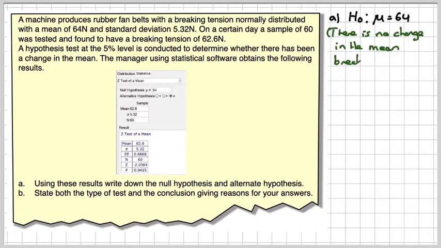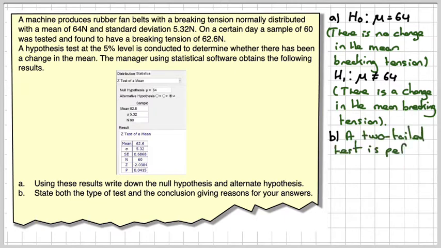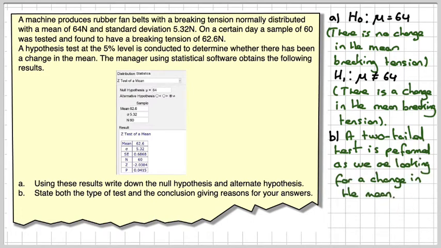H0: mu is equal to 64. Okay, there's no change in the mean braking tension, and the alternate hypothesis is mu is not equal to 64. You need to be very careful how you write these down in an exam. There is a change in the braking mean. Then, two-tailed test. There is a big clue here as well: it's performed as we're looking for a change in the mean.